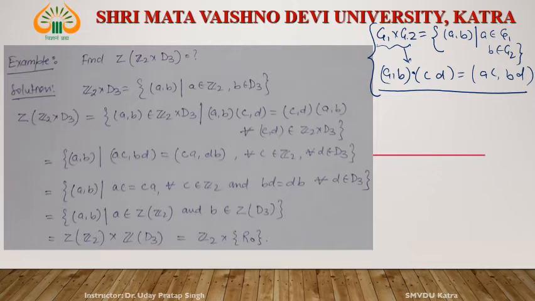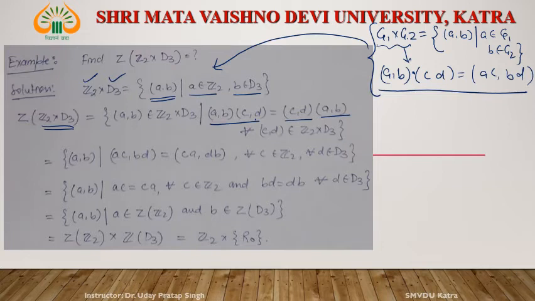Now see, apply this result here. What is G1? G1 is Z2. What is G2? G2 is D3. Z2 cross D3, that is AB, where A belongs to Z2 and B belongs to D3. Okay. Then what is the relation? AB times CD is equal to CD times AB. Why? Since we are evaluating the center of Z2 cross D3.